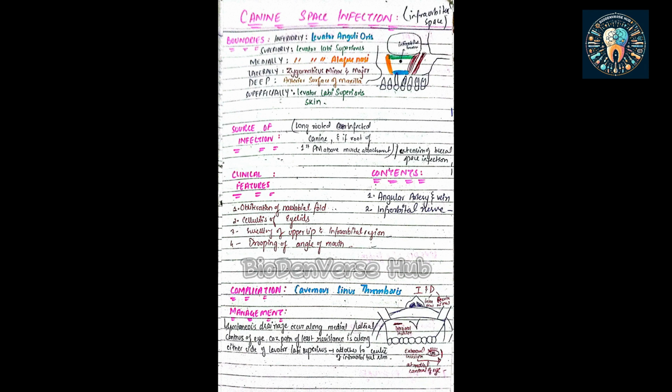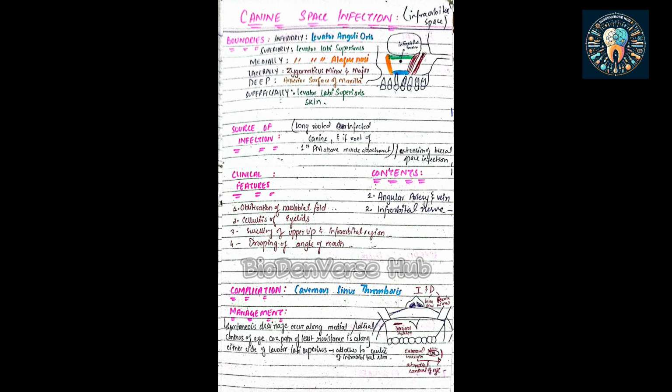First of all, inferiorly, as we can see in the diagram as well, we have the levator anguli oris. Superiorly we have the levator labii superioris, medially we have the levator labii superioris alaeque nasi. Laterally we have the zygomaticus major and zygomaticus minor, and deep we have the anterior surface of the maxilla, and superficially we have the skin.